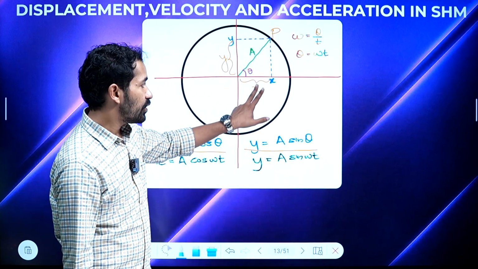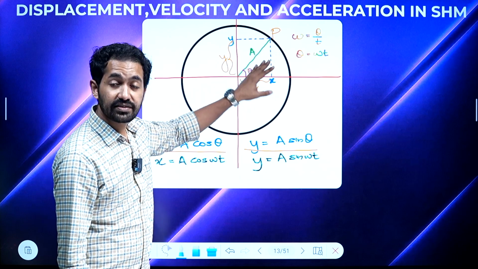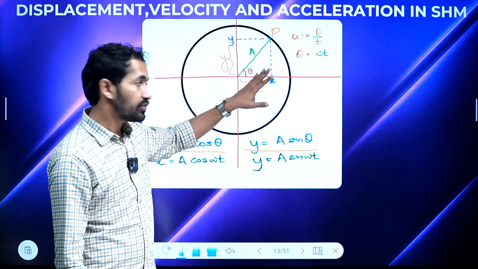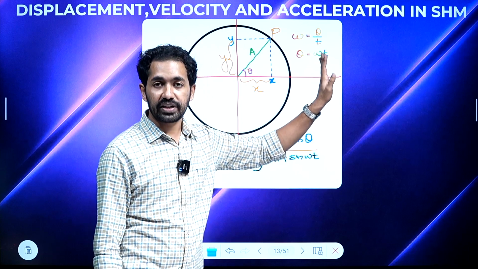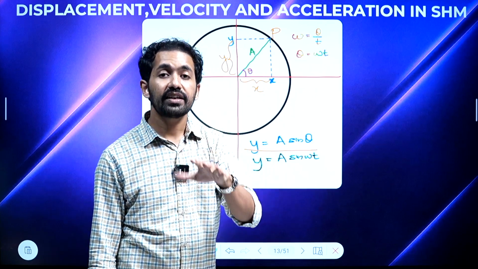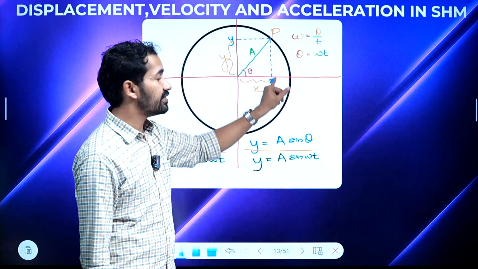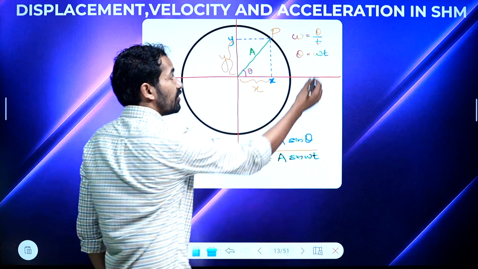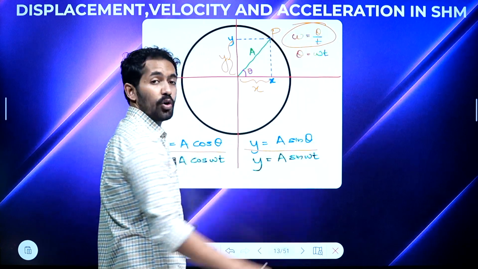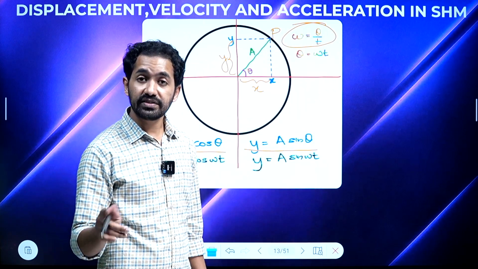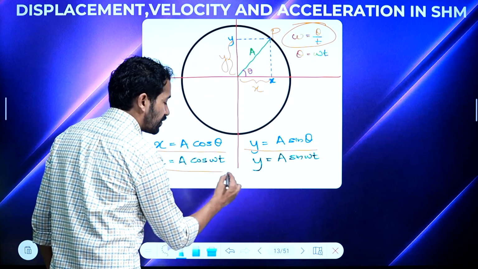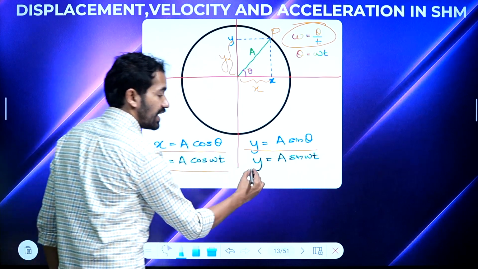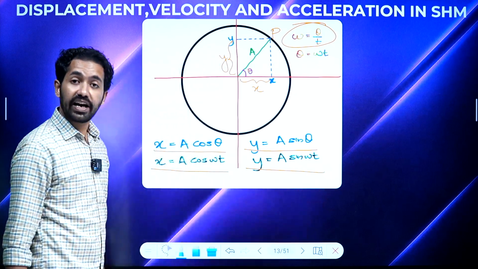What is the reason? Because the x-axis is the one which is adjacent to the hypotenuse, but the y-axis is the one which is opposite to the hypotenuse, and that is why for x-axis we take a cos theta and for y-axis it is a sin theta. But omega is equal to theta by time, so theta is equal to omega into time. So instead of x equal to a cos theta, I can write x equal to a cos omega t and y equal to a sin omega t.